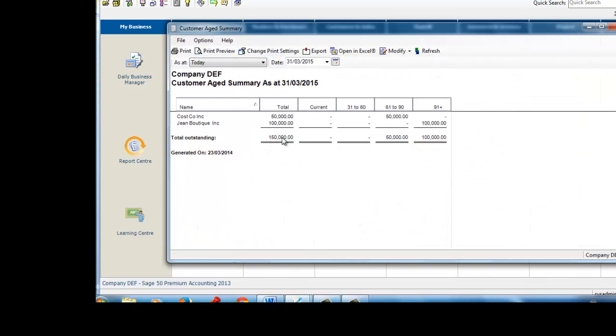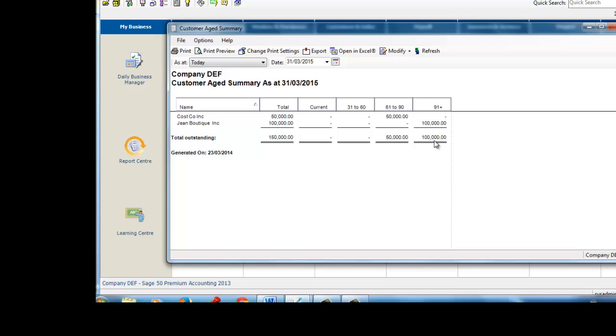We notice that we have $150,000 to receive, and one customer, the same one, is really in trouble. It's over 91 days, and Costco is 61 to 90 days. It's just to demonstrate the allowance for doubtful accounts. In this particular case, we need to calculate the new provision. And over 91 days, let's keep it at 10%. And from 61 to 90 days, let's say it is 5%.